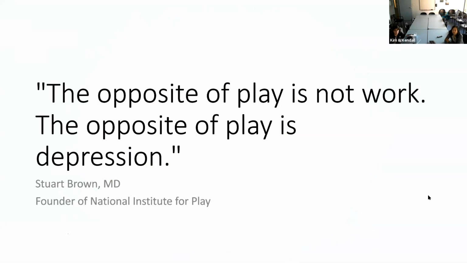So with the power of play, I think this quote by Stuart Brown, a psychiatrist who has devoted his career to the study of play, and he's the founder of the National Institute for Play. He says, the opposite of play is not work. The opposite of play is depression. And this quote struck home for me a lot, particularly this year, because we're definitely social beings, and we haven't had the opportunity to play with our peers as much. And we definitely hear this in our patients right now.